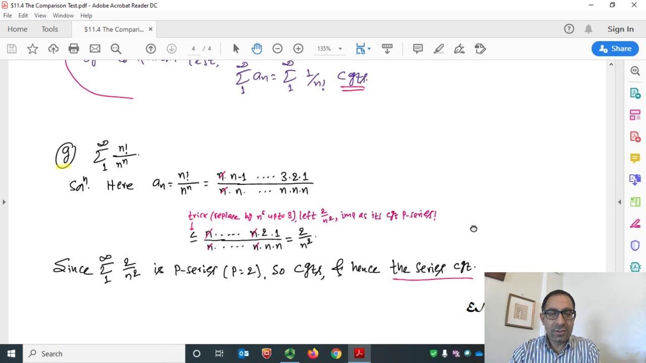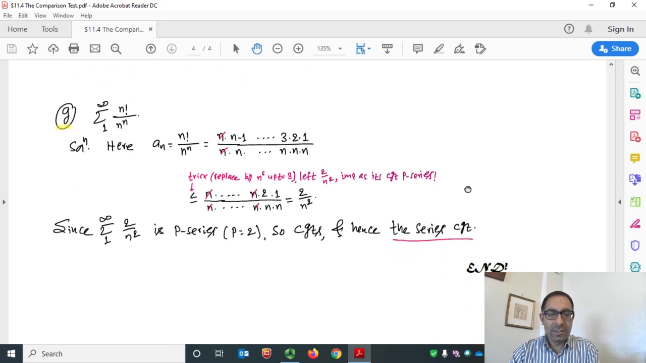This time let's do example G. This is a very important type of series. Let's see whether this series is convergent or divergent. The given series is n factorial over n to the power n. Summation runs from 1 to infinity.